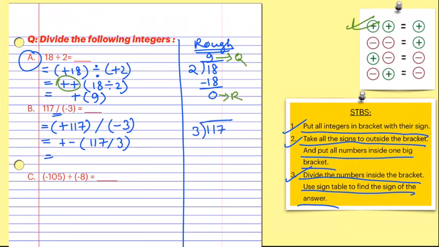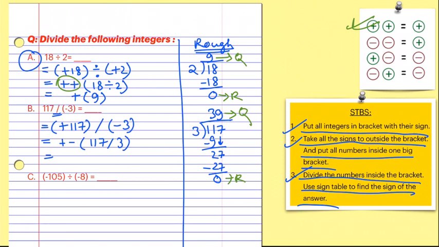Okay, 3, how much is 11? 3 4s is 12, which is bigger than 11, so we'll go with 3 3s, so 3 3s 9. So will come 2 और 7 नीचे आएगा 27. Now we know 3 into how much is 27? 3 into 9 is 27, right? The remainder here again is 0 and the quotient is 39.